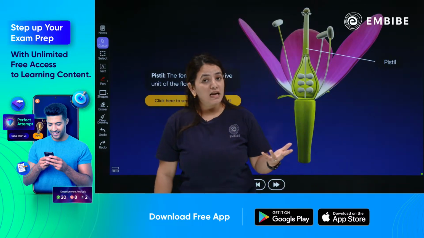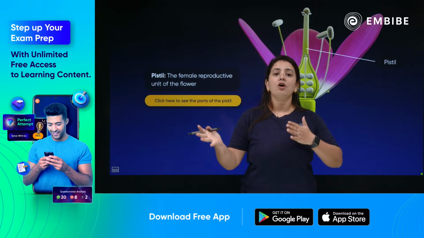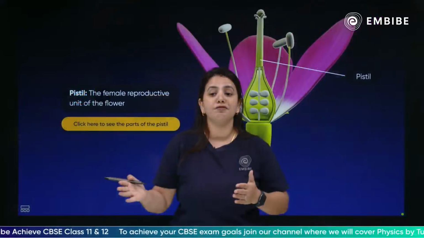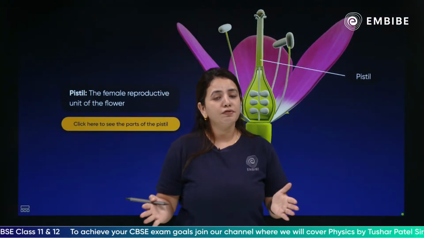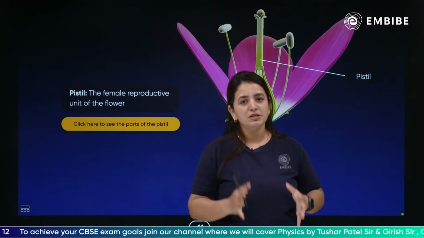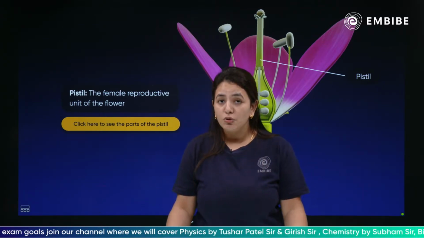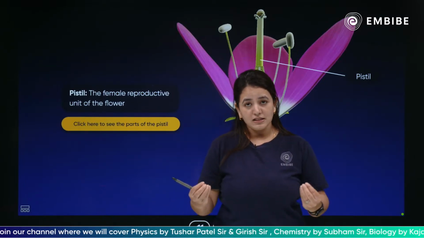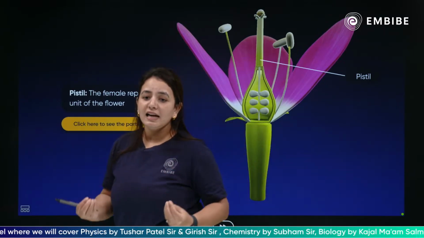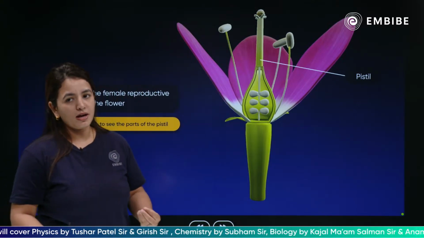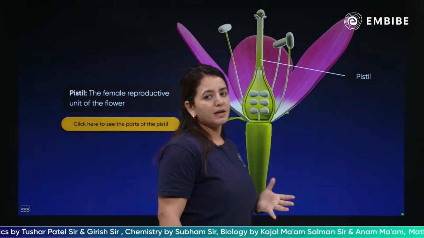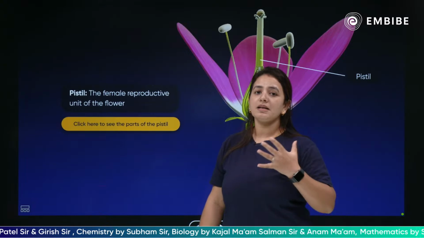Since we have already discussed the female reproductive part of the flowering plants, we know that there is a pistil, which is the female reproductive part, further divided into stigma, style, and ovary. The whole pistil is typically divided into stigma, style, and ovary.